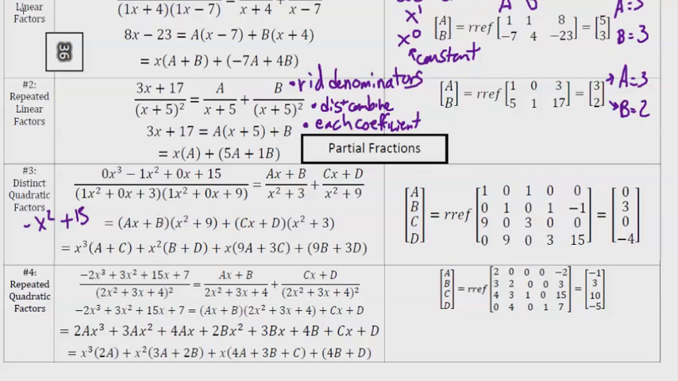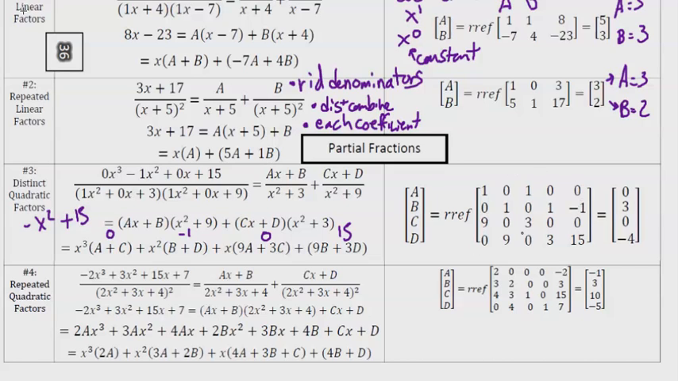Once we do that, we'll distribute, combine like terms, and then separate each of the coefficients. We have the x cubed coefficient, which is a plus c. The coefficient of x cubed was 0. We have the x squared coefficient, which is b plus d, and we want that to equal negative 1. We have the x coefficient, 9a plus 3c, and we want that to equal 0. And then we have our constant coefficient, 9b plus 3d, and that needs to equal 15.